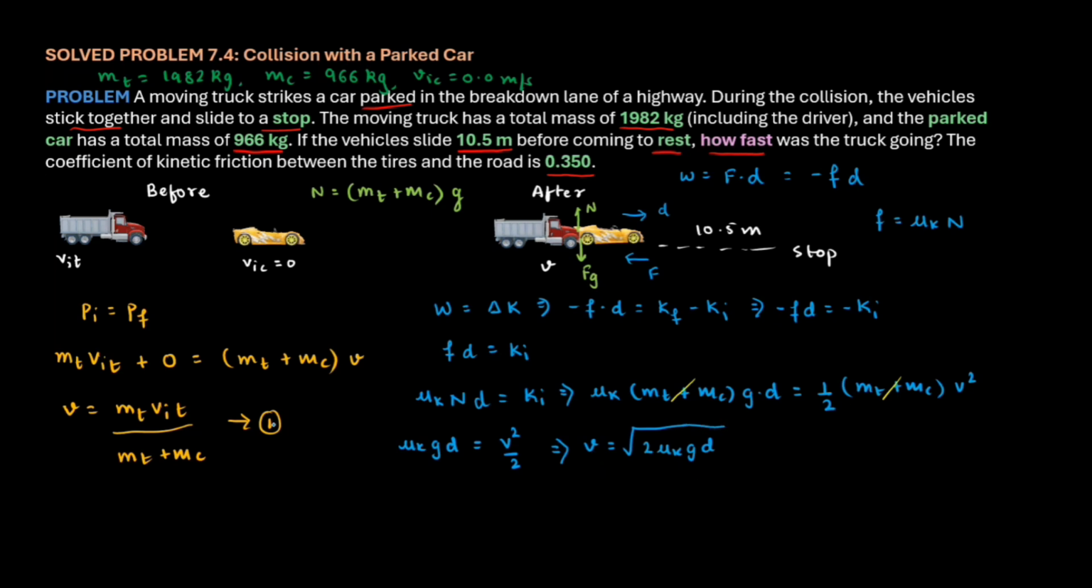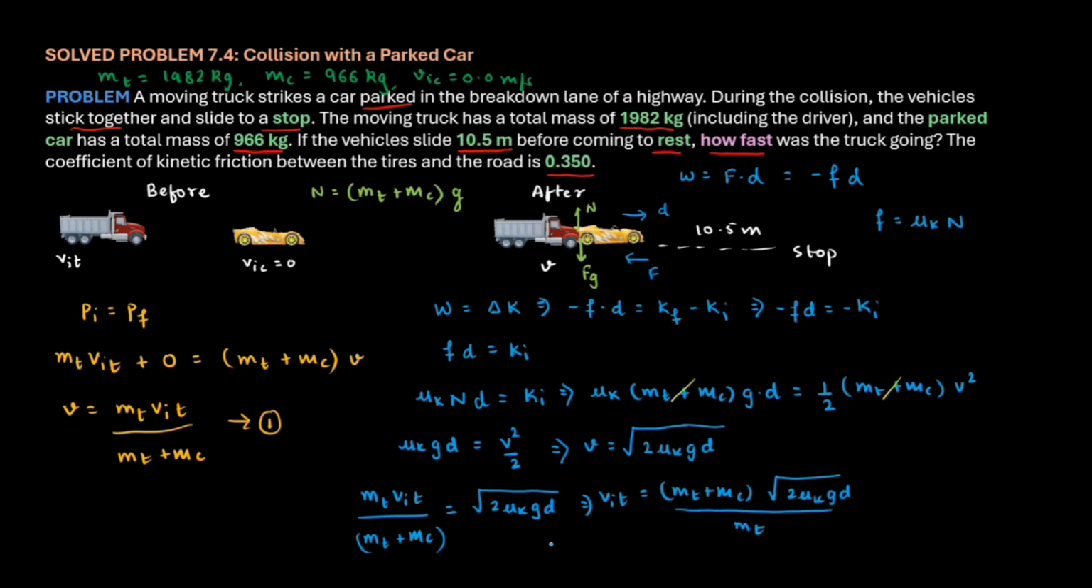Now substitute for v from equation 1. We write v as mass of the truck times initial velocity of the truck over mt plus mc equals square root of 2 mu k g d. I want to find the initial speed of the truck, so we can multiply with the term in the denominator and divide with the term in the numerator here. We get v initial of the truck equal to mt plus mc times square root of 2 mu k g d over mt.